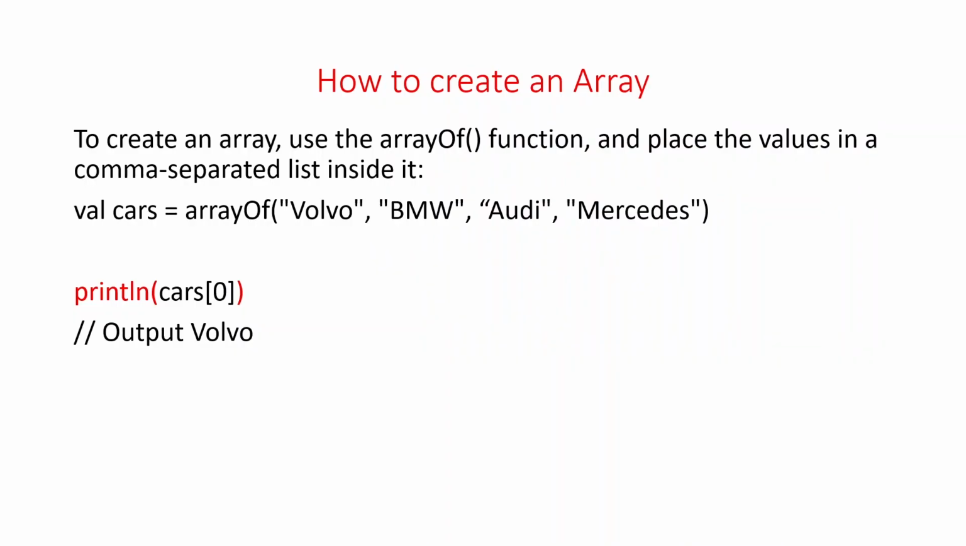How to create an array? To create an array, use the arrayOf function like this, arrayOf, and place the values in a comma separated list inside it. Here I have created an array of Volvo, BMW, Audi, Mercedes, and stored it inside a variable named cars. If I print the cars of index 0, I will get the output Volvo.